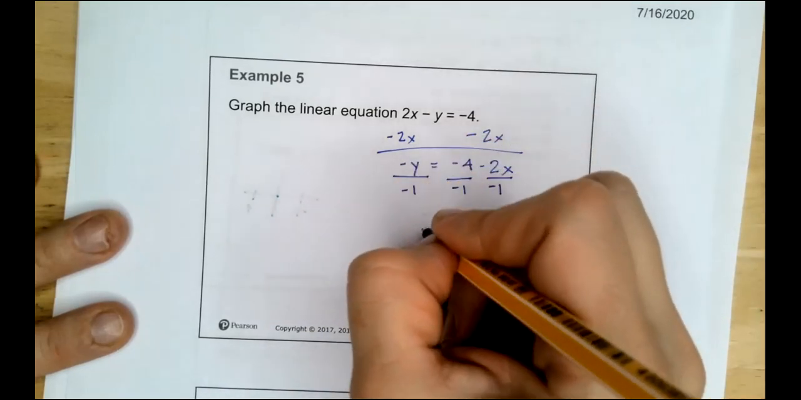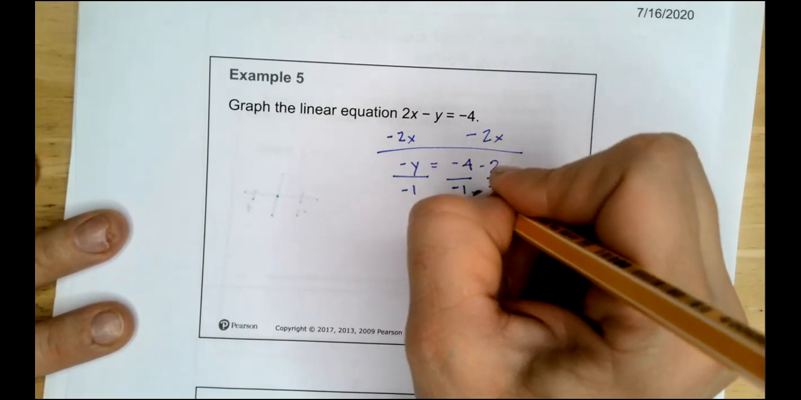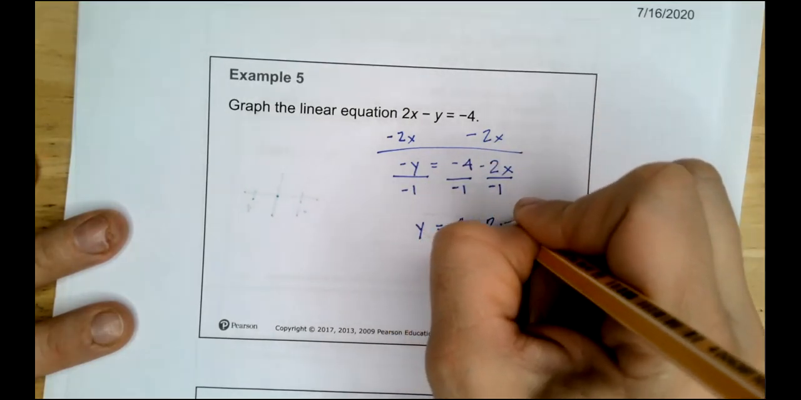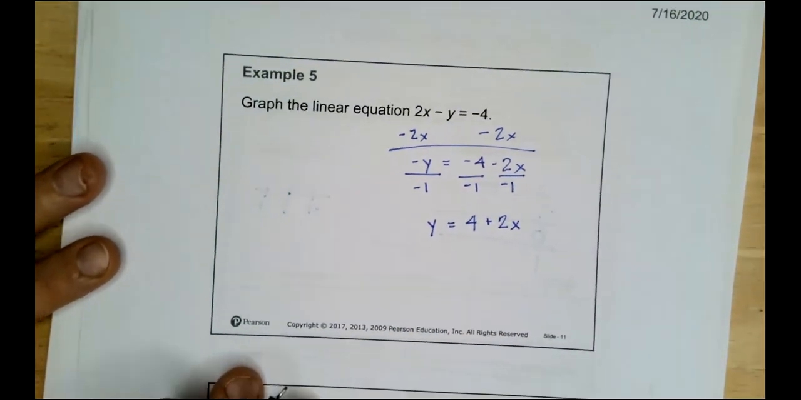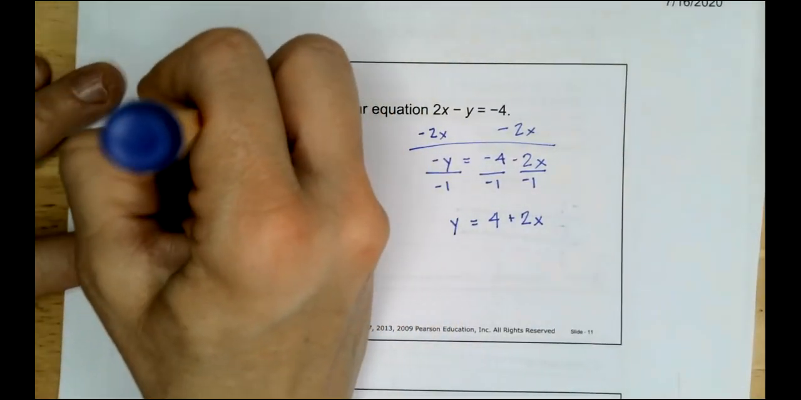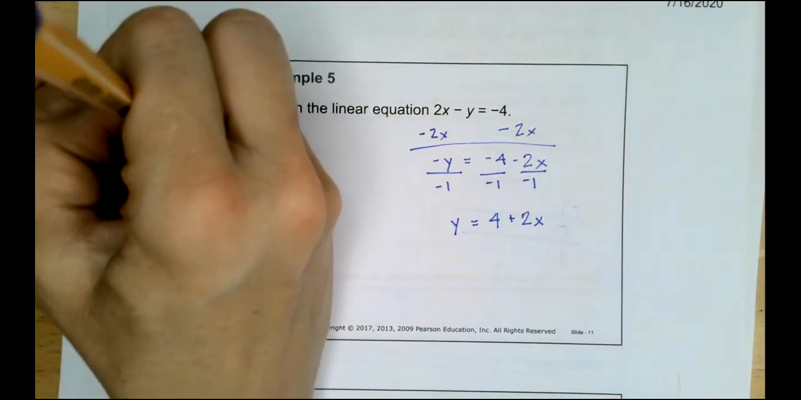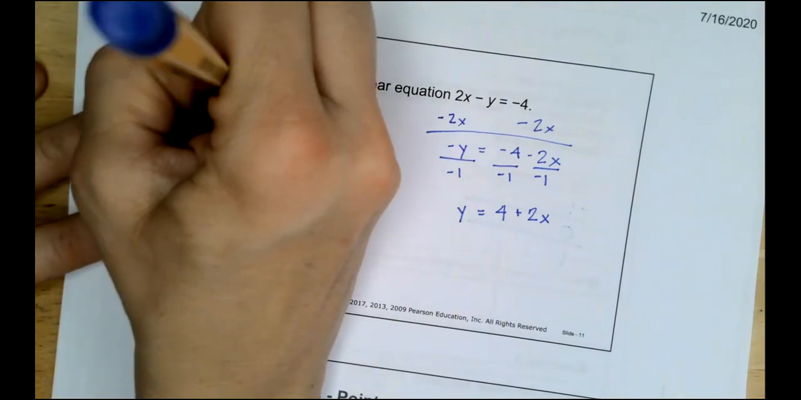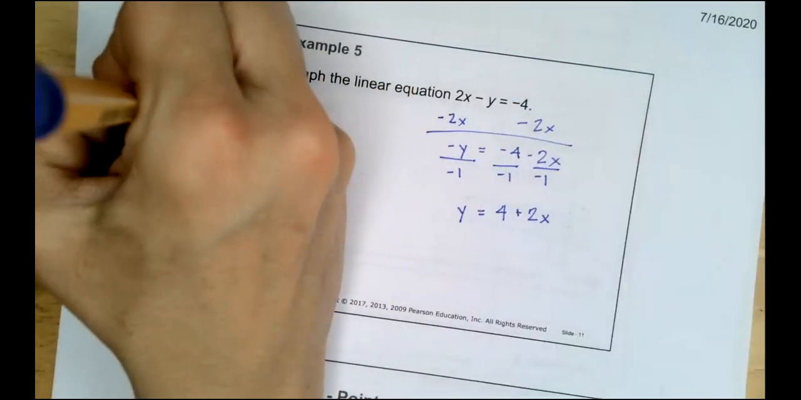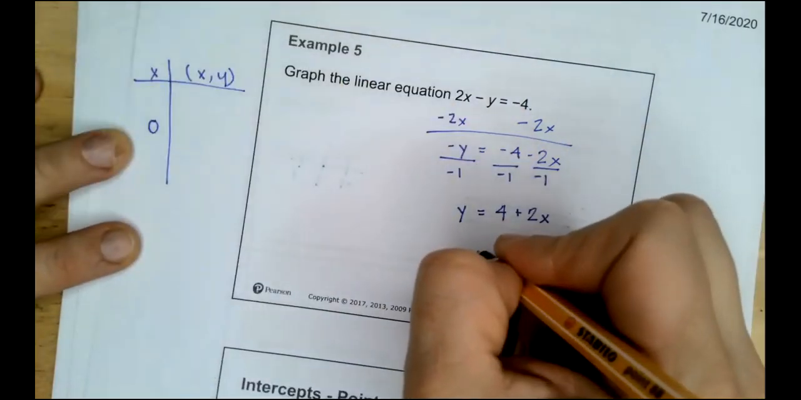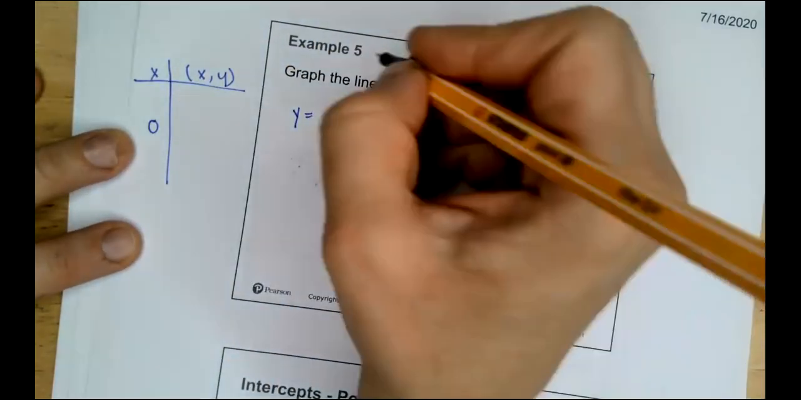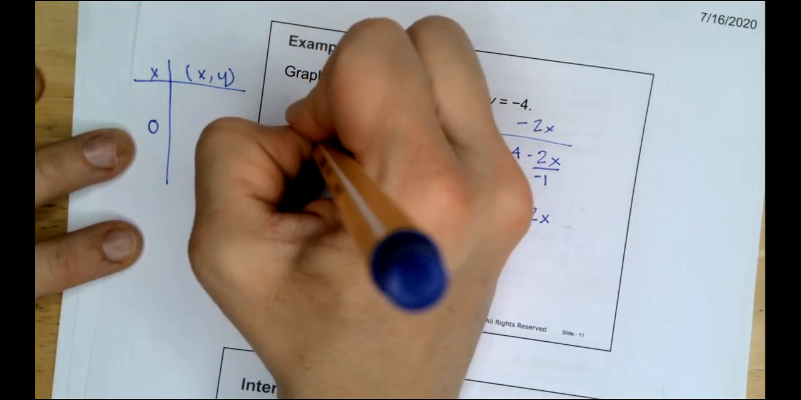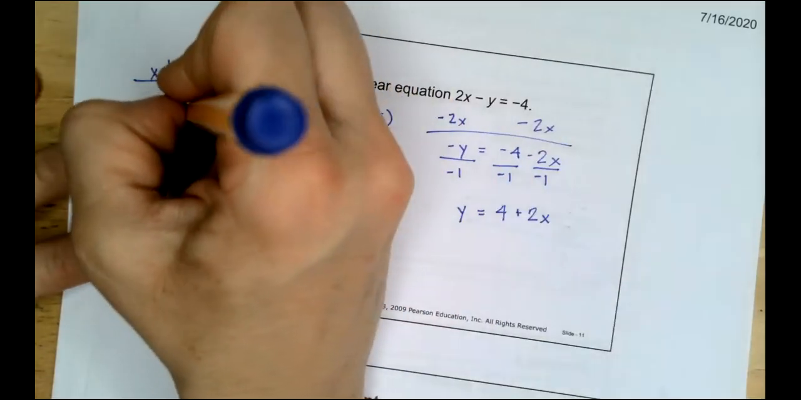Right? Negative divided by negative makes a positive y. -4 divided by -1 is a +4. -2 divided by -1 is a +2. So y equals 4 plus 2x. And again, I'm going to make a table. So when my x is 0, y equals 4 plus 2 times 0, y equals 4, right?